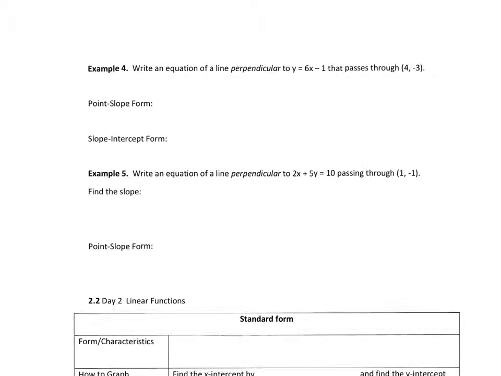Okay, write an equation of a line that's perpendicular. For perpendicular, your slope is going to be an opposite reciprocal. So I'm going to find the slope of this. The slope of this line is 6. Slopes that are perpendicular are opposite reciprocals. We studied that a little bit in chapter 1. So this is going to be negative 1/6.